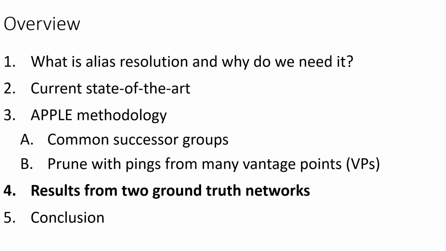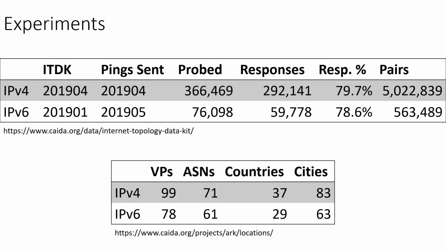Okay, so now that I've gone through the methodology, perhaps in too much detail, I can now talk about my experiments that evaluate Apple against ground truth from 2 networks, and I also compare Apple to existing IPID alias resolution techniques. I did a couple of experiments to get a sense for whether this approach could be useful. I used CAIDA's ITDKs, which include traceroutes and alias resolution. For IPv4, I used the April 2019 ITDK, which uses iffinder and Marder for alias resolution. That ITDK didn't include IPv6, so I used the January 2019 IPv6 ITDK, but sent the pings in May of that year. And the IPv6 ITDK used SpeedTrap for alias resolution.